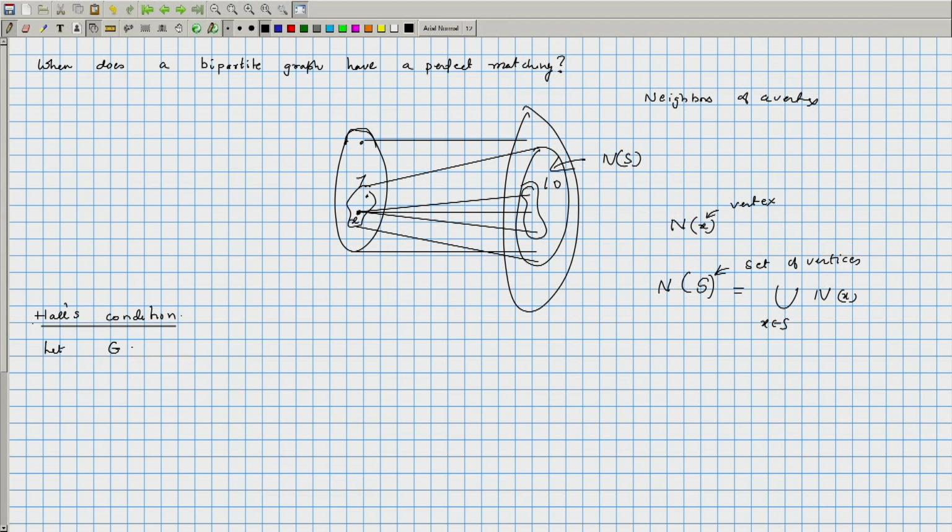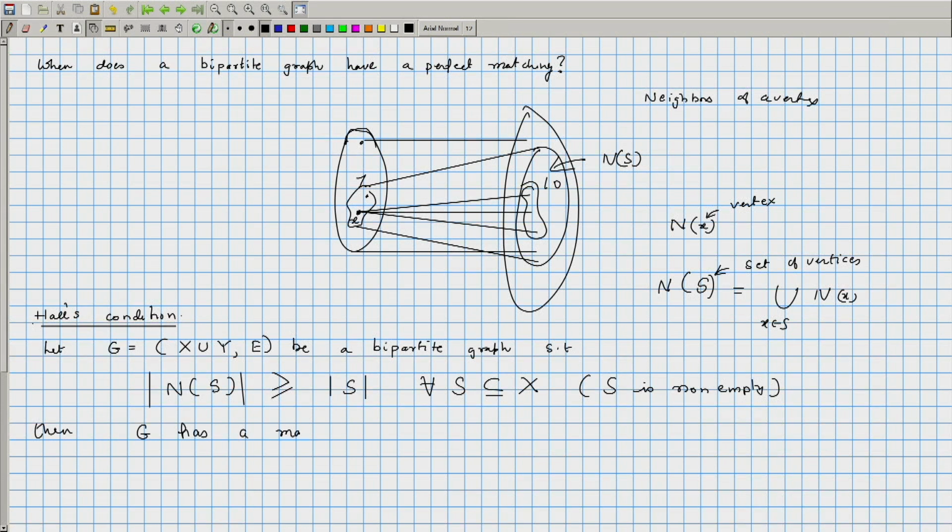Let G equal X union Y, so the vertex set I am writing as X union Y, where X is one side and Y is the other side, and E, be a bipartite graph such that the size of the neighbors of S is greater than or equal to the size of S for all S subset of X, then G has a matching that matches all the vertices in X. So, everything in X can be matched, and if the number of vertices on the other side is equal to the size of X, then we know that it is a perfect matching.